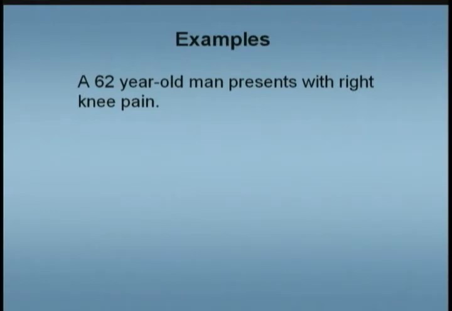So let's do a couple of examples here and make sure we understand this. A 62-year-old man presents with right knee pain. Say this guy has had the knee pain for 1 day. You look at the joint, it's red, it's warm, it's very painful, very stiff. What would be your conclusion? The answer is that this patient has monoarticular arthritis, and the differential in this case would be either septic arthritis or crystal-induced arthropathy.